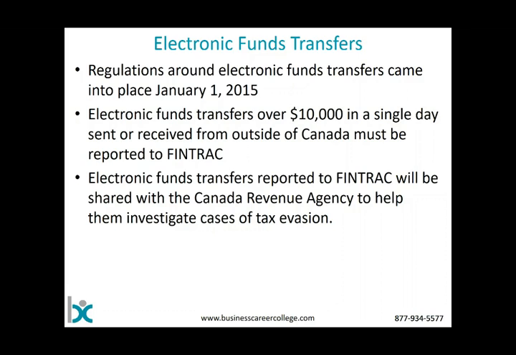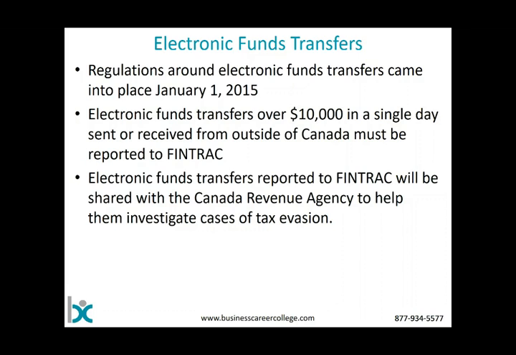Now these transactions, because they're large in nature and they're moving across borders, are also shared with the Canada Revenue Agency as part of the Canada Revenue Agency's work to prevent tax evasion. So you don't have to worry about additional reporting here. When you submit an electronic funds transfer report to FINTRAC, the information is automatically going to be shared with the Canada Revenue Agency.